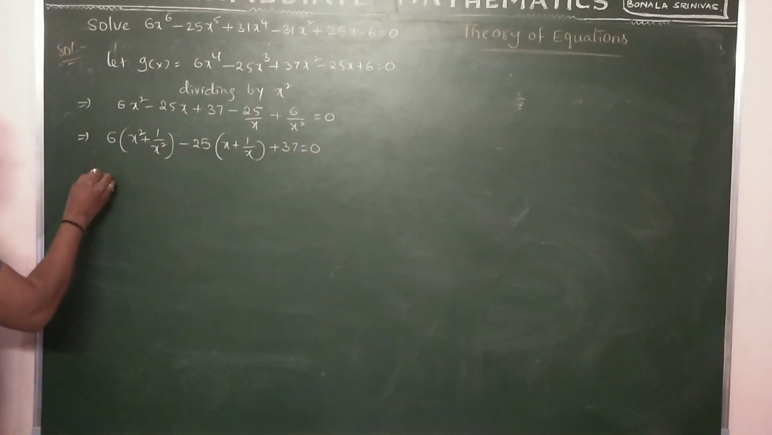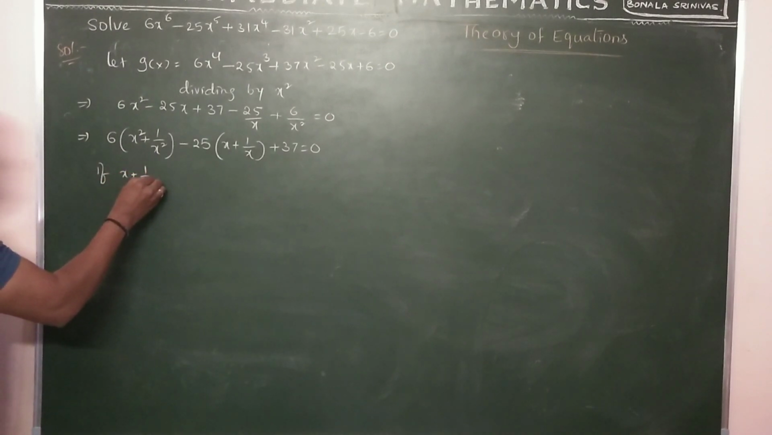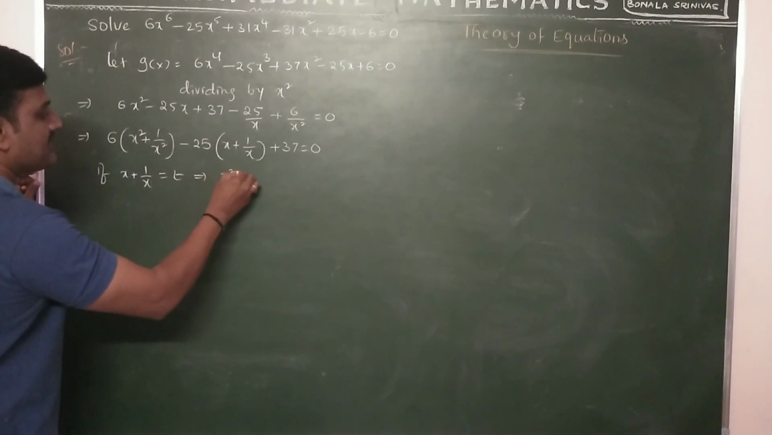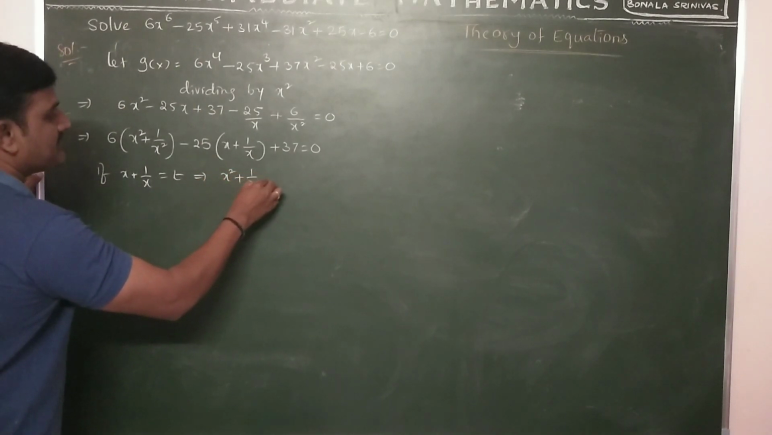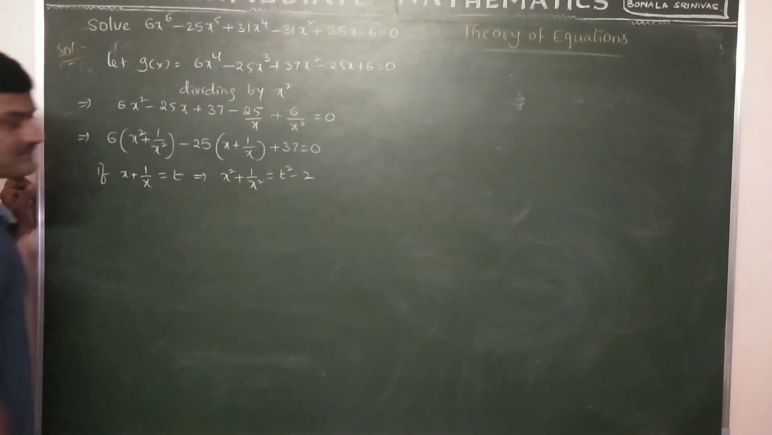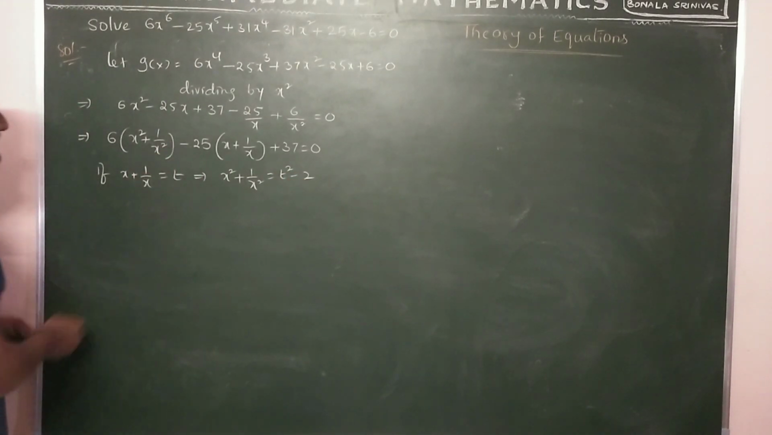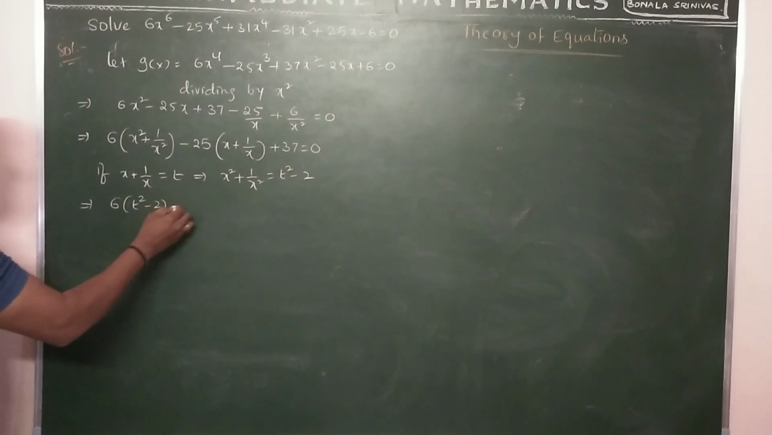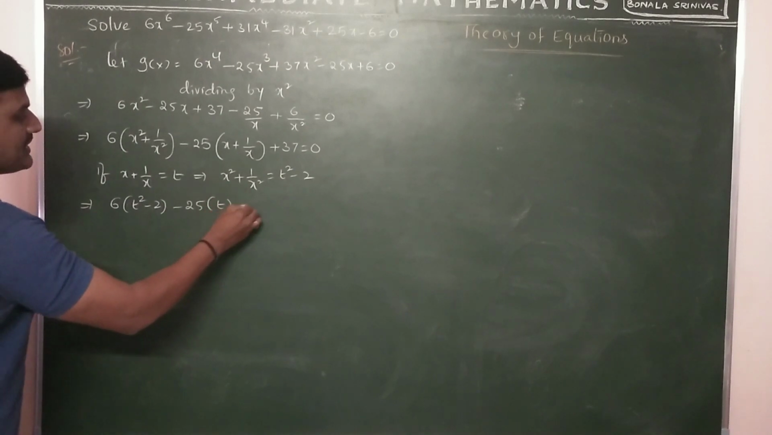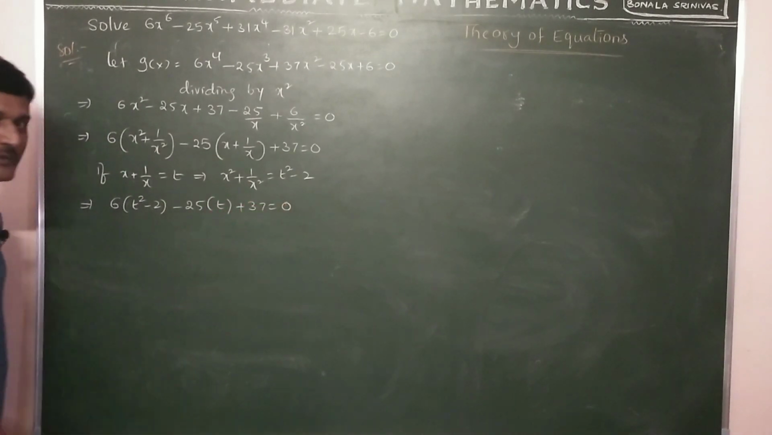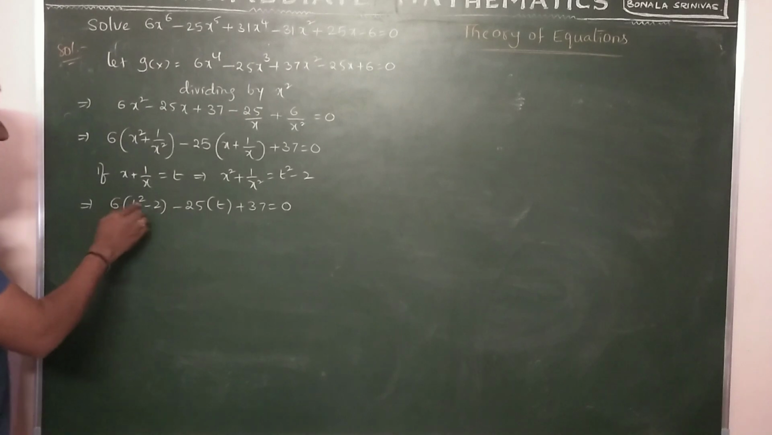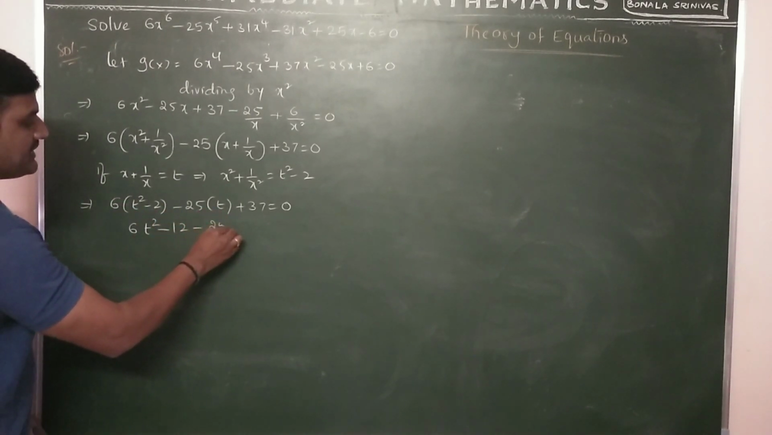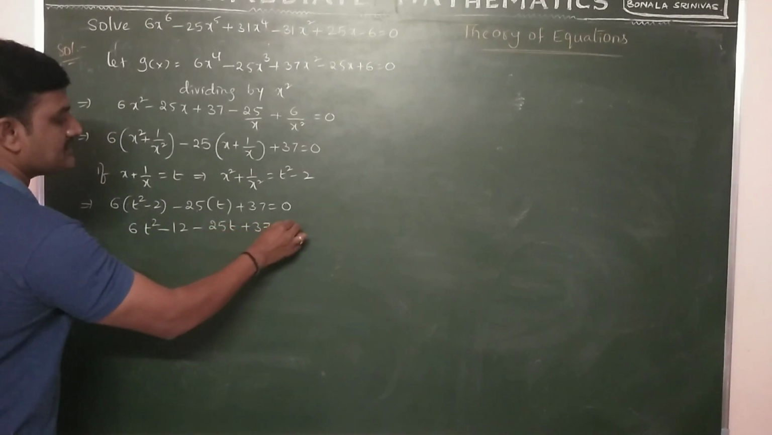Just taking x plus 1 by x equals t, suppose we square both sides. Definitely we will get x square plus 1 by x square equals t square minus 2. Now put the values in the equation. Then 6 into t square minus 2 minus 25 into t plus 37 equals 0. So 6t square minus 12 minus 25t plus 37 equals 0.